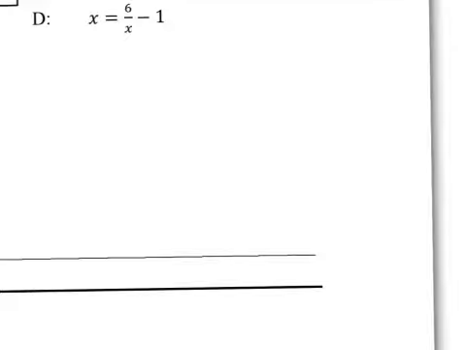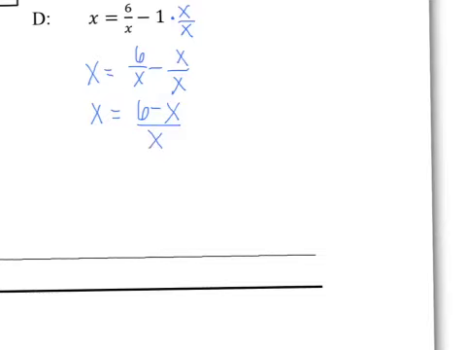Okay, so we have D. Again, it has an x on the bottom for the left side, so get it on the bottom on the right side. So we have x equals 6 over x minus 1x over x. A common denominator now, so x equals 6 minus x over x. Get rid of the x out of the denominator. So multiply by x on both sides. Those cancel. We have 6 minus x on the right. And then on the left we have x squared.